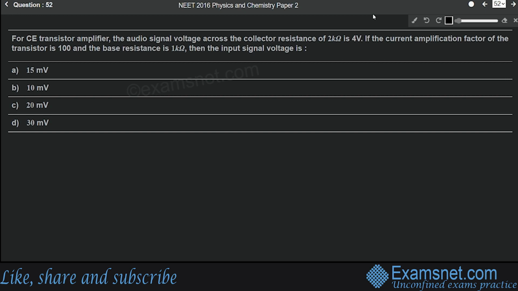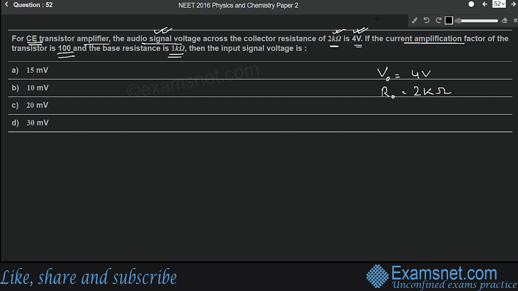Question number 52 is from the chapter Semiconductor Electronics, and the question is, for a common emitter transistor amplifier, the audio signal voltage across the collector resistance of 2 kilo ohm is 4 volt. If the current amplification factor of the transistor is 100 and the base resistance is 1 kilo ohm, then the input signal voltage is. So what is given here? The audio signal voltage is given as 4 volt. So this is the output voltage. It is 4 volt and the output resistance is 2 kilo ohm.